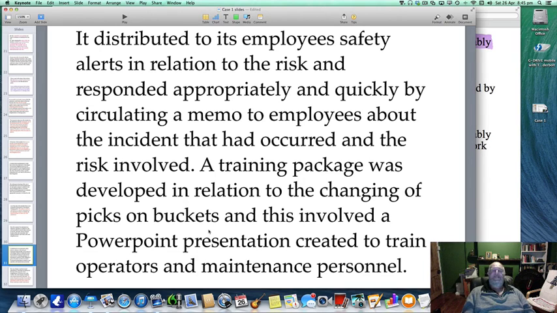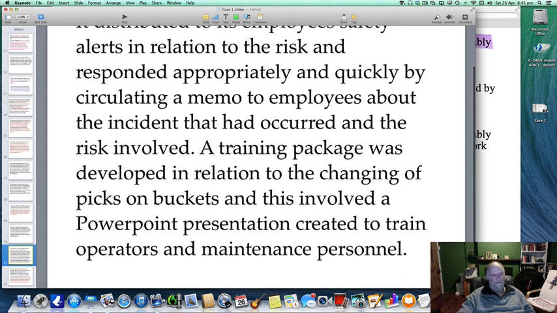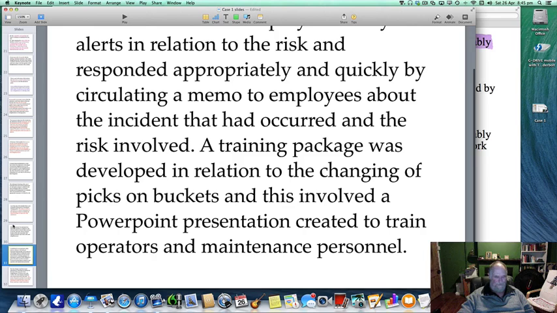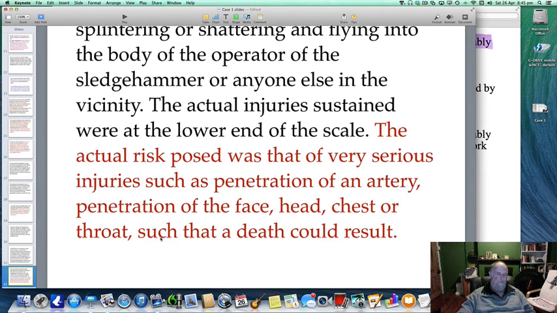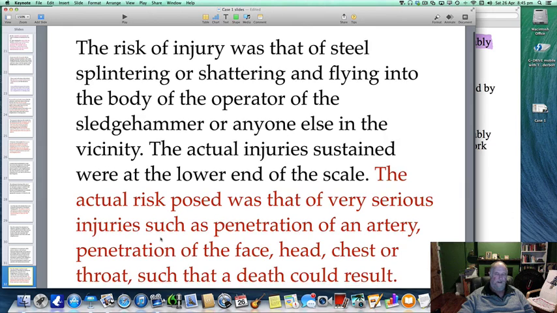What do you do with a safety alert when you're a baseline employee? You use it to wipe. Yeah, no, I won't say it. But you don't sit there and read them and go, well, this is very interesting. Circulating a memo to employees about the incident. Oh, God, man. Anyway, training package is developed. That probably would do something. Training package, particularly about this.